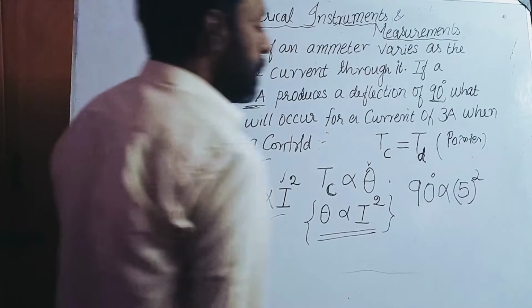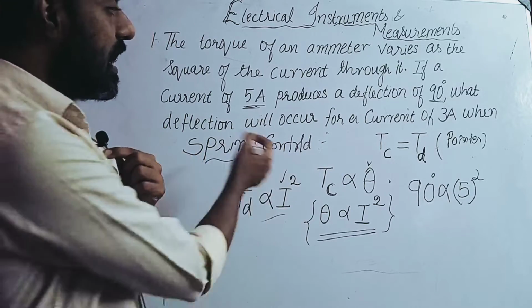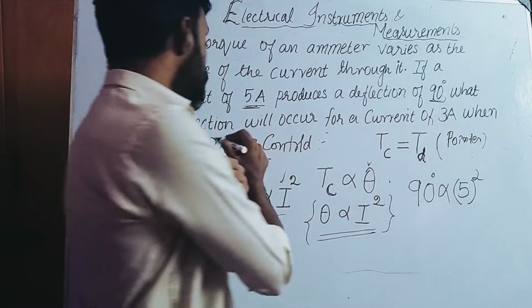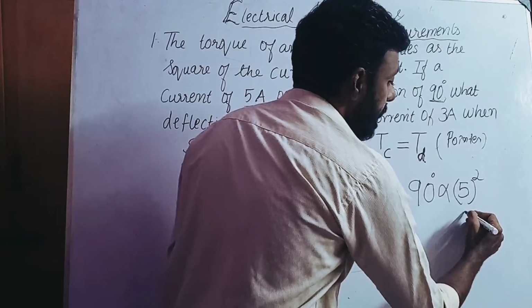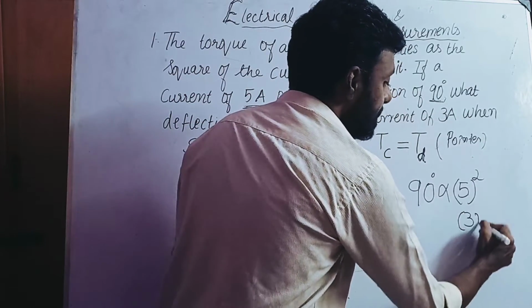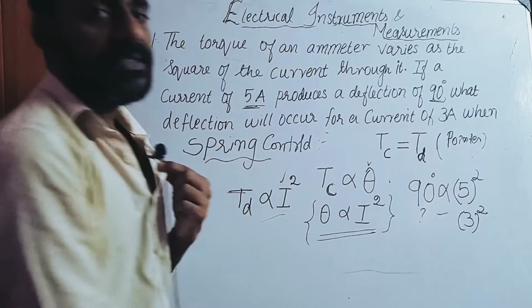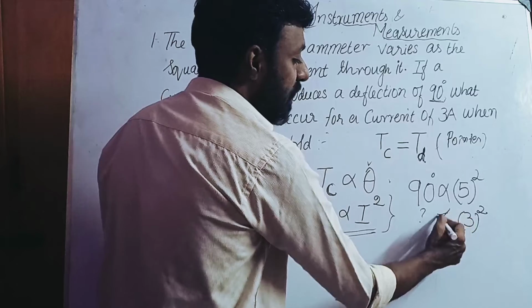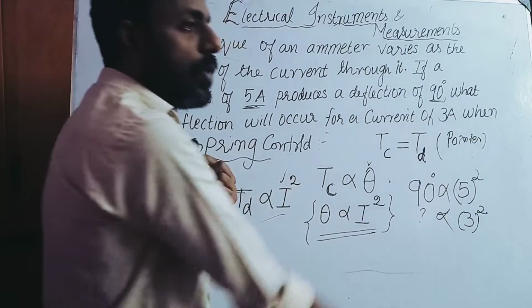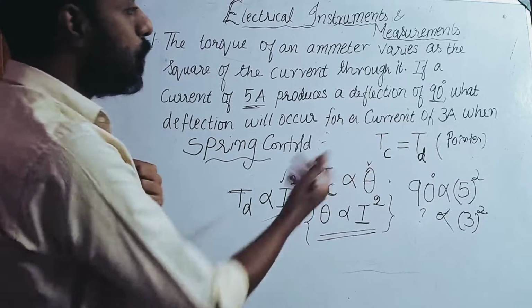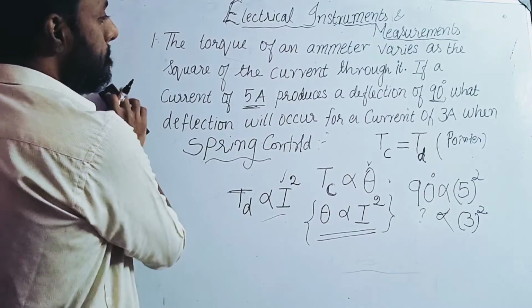Now they are asking what deflection will occur if a current of 3 ampere passes through the instrument. A current of 3 ampere means it will also be the square of the current, that is 3 squared. So we need to find the deflection, the angle of deflection. For that, what we have to do is, I'll rub the board.